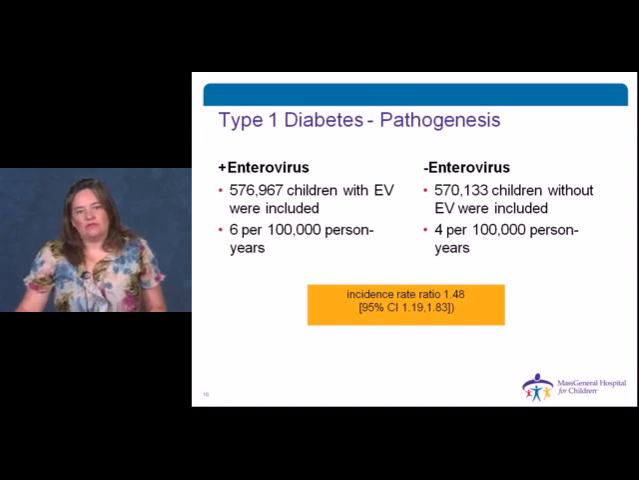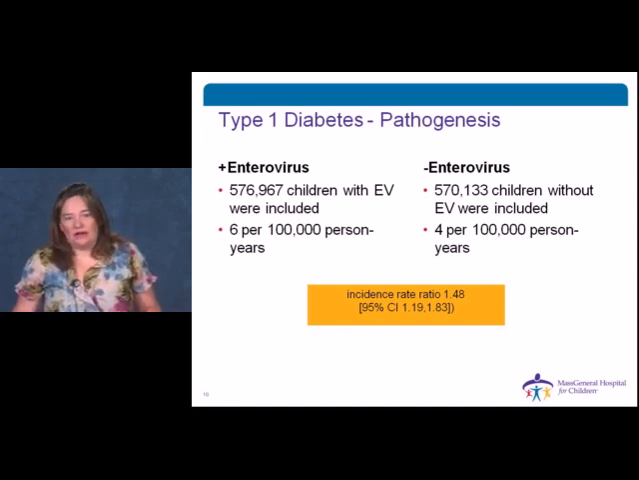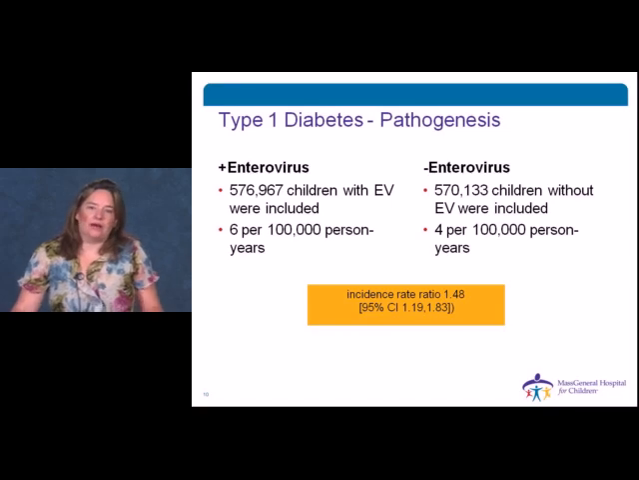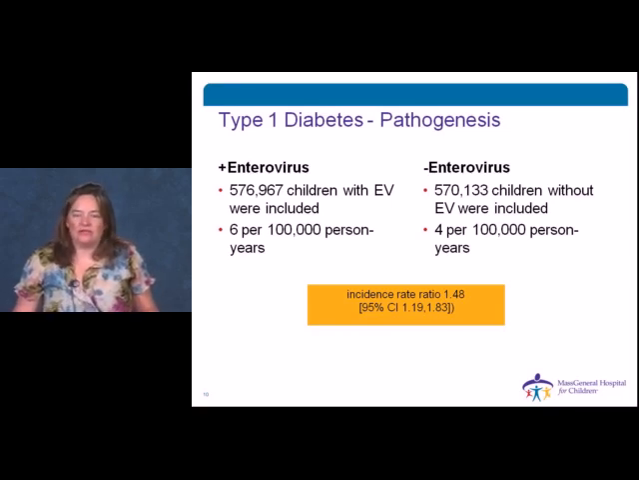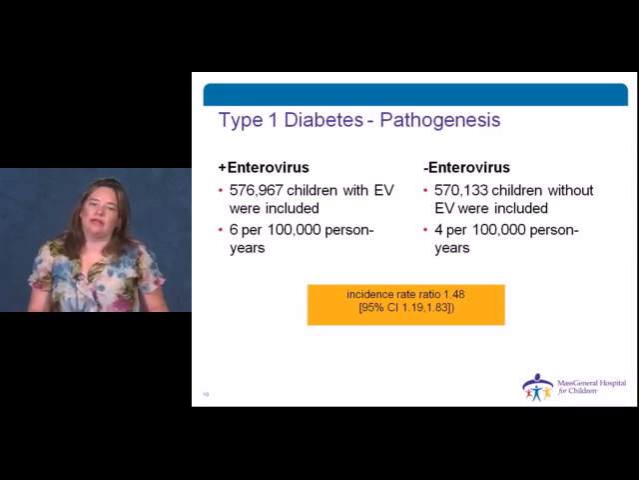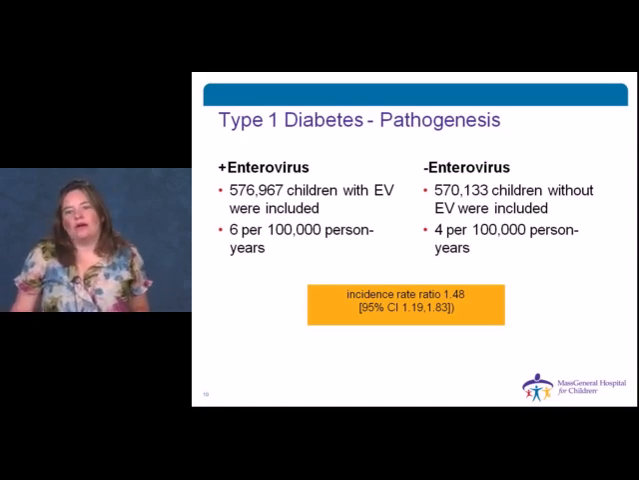So they found about 576,967 children who had a claim for enterovirus. And then they matched them with another 570,000 children who had not had enterovirus in those 8 years or the prior 5 to 8 years as well. They found that the incidence was 6 per 100,000 person years in the group who had enterovirus in their history, and a little lower, at 4 per 100,000 person years, in the group that hadn't had enterovirus.